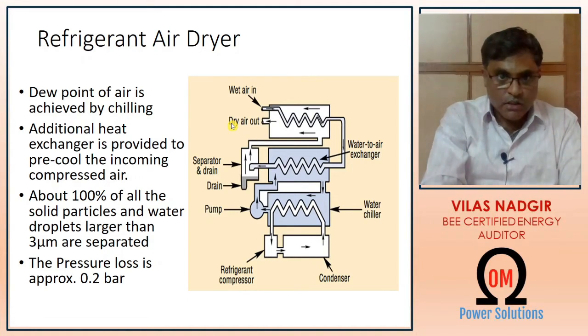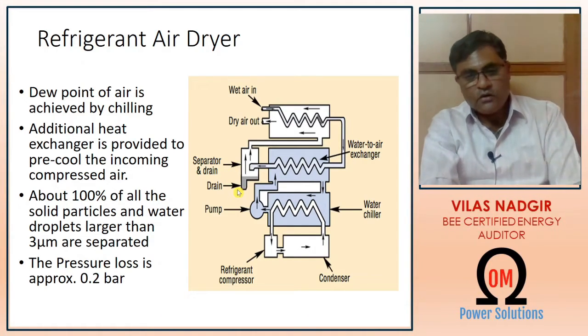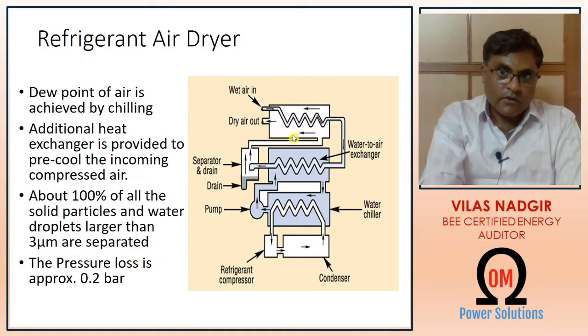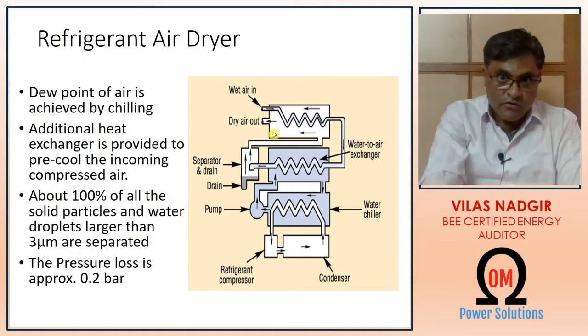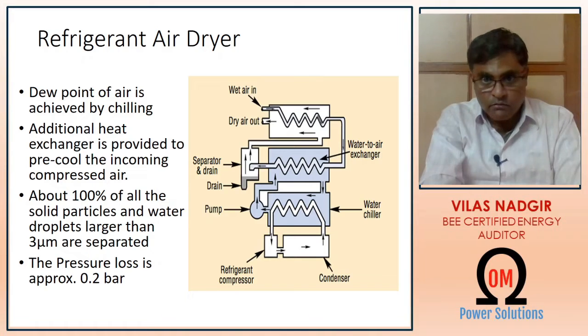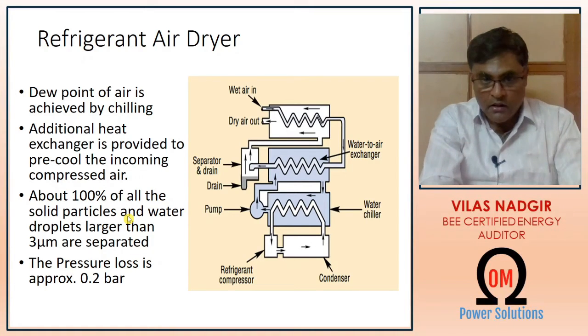The compressed air is cooled to below 3 degrees centigrade, and the water droplets are taken out from the draining point. Here is the wet air coming inside, and where it is cooled here, water and oil are drained here. Sorry, the water and oil is coming here, and it is drained here, and compressed dry output air is coming out from here. One more important aspect in this air dryer is that the heat exchanger is provided to pre-cool the incoming compressed air.